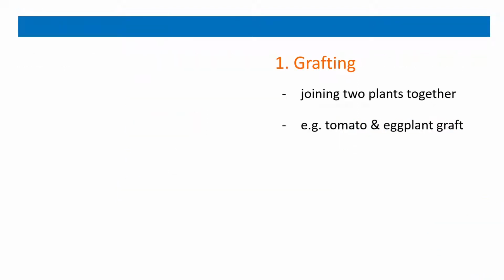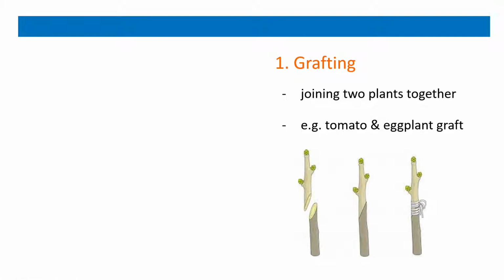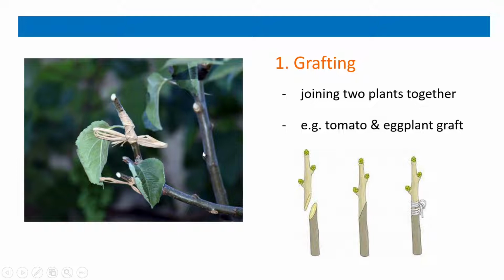Now, starting with the first one, which is grafting, the basic idea is that you will be joining 2 plants together, and one prime example would be tomato and eggplant grafting. In this case, you have a scion, which is the top, coming from one plant, and then you have the base, which would be coming from another plant. You put them together and then tie them together, and that's how grafting is done.